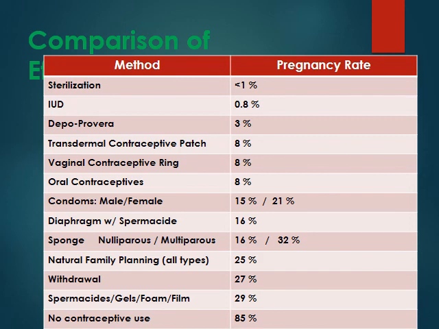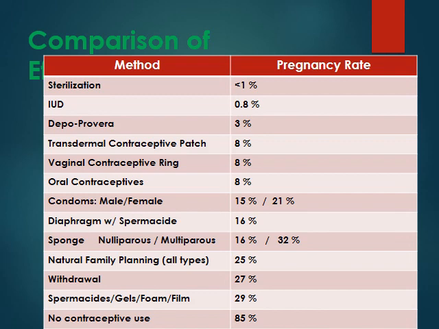This is just a comparison chart of the effectiveness of the different methods. Sterilization, as you can see, is the most effective. And down there at the bottom is not using contraception at all. 85% of the time you're going to get pregnant. And then you have the varying degrees along the way. So you can just kind of look and see if you are personally on a birth control method. You can see what your percentage of effectiveness rate is.